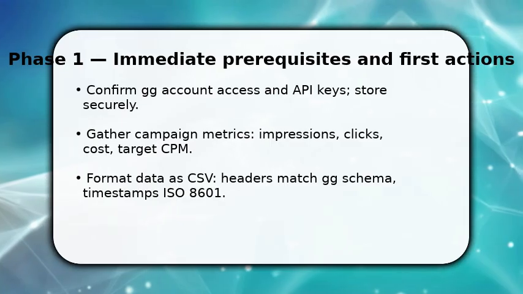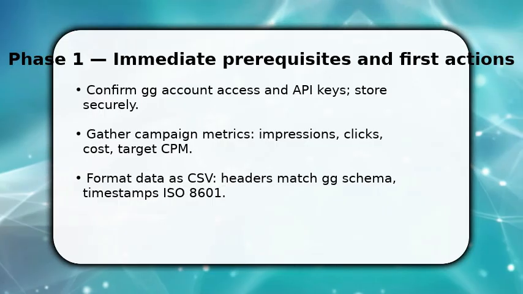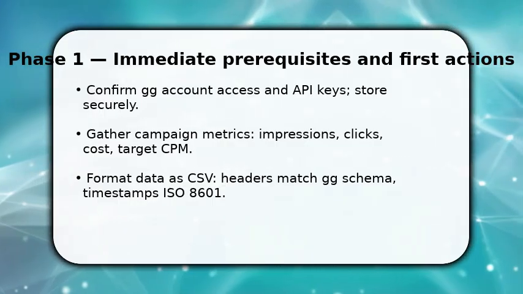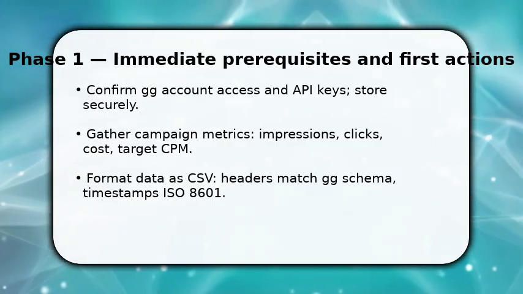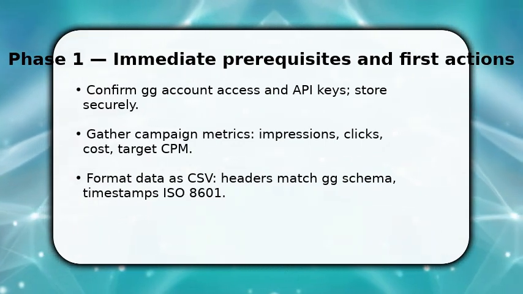This avoids mismatched rows. Make sure your CSV headers match GG's schema exactly, because the tool maps columns automatically. Start processing immediately. Don't stall on optional extras, so you can compute CPM and iterate quickly.